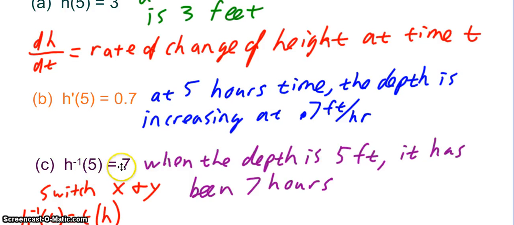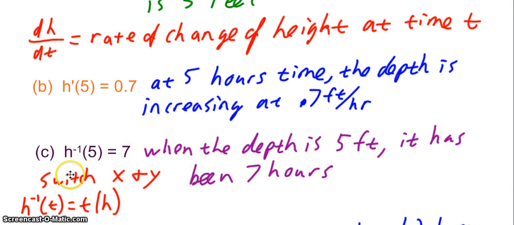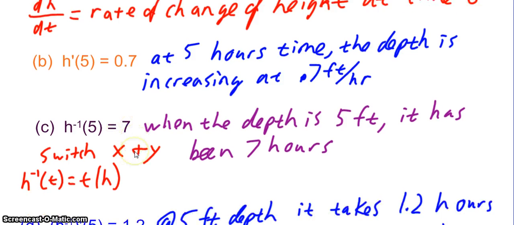h inverse of 5 equals 7. Okay, well, what does this mean? Well, remember, inverse functions, we switch the x and the y. So h inverse of t is actually the function t of h. So now the input is h and the output is t. So what does this mean? It means when the depth is 5 feet, it has been 7 hours. Okay? So we switch the variables.